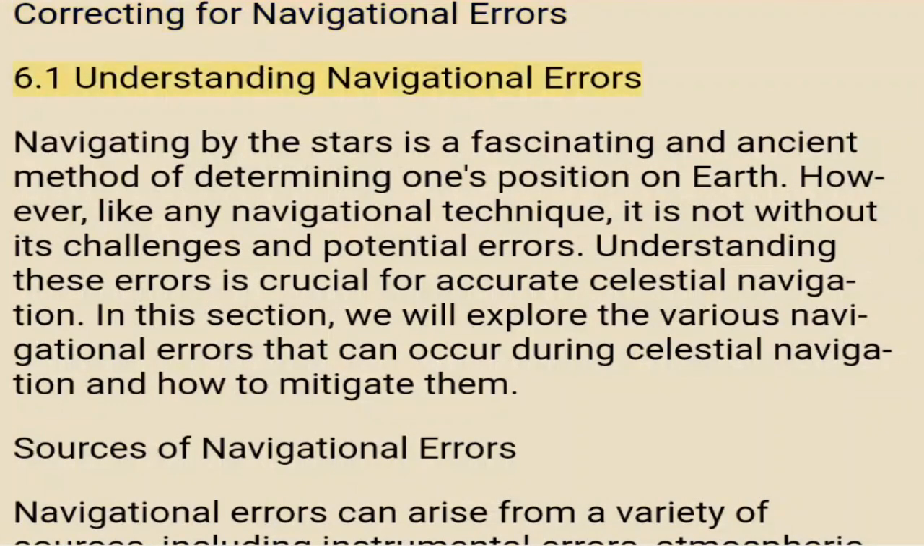6.1 Understanding navigational errors. Navigating by the stars is a fascinating and ancient method of determining one's position on Earth. However, like any navigational technique, it is not without its challenges and potential errors. Understanding these errors is crucial for accurate celestial navigation. In this section, we will explore the various navigational errors that can occur during celestial navigation and how to mitigate them.